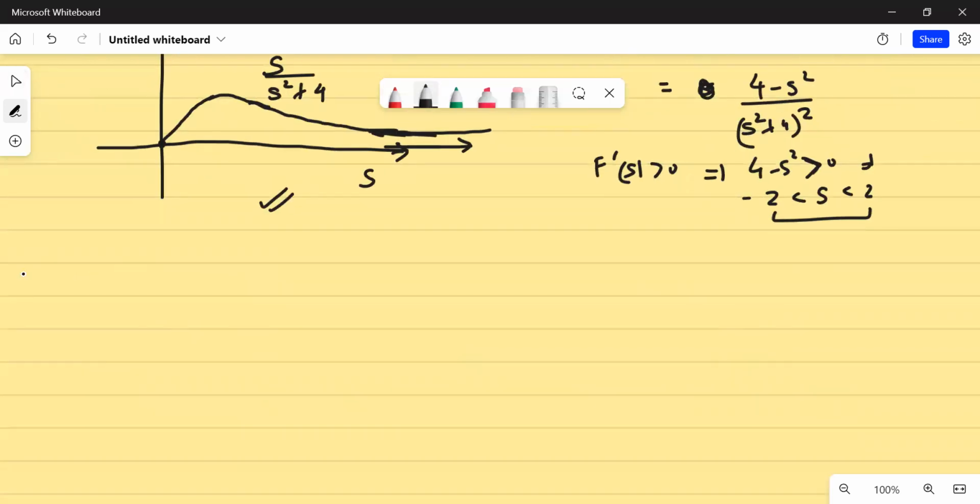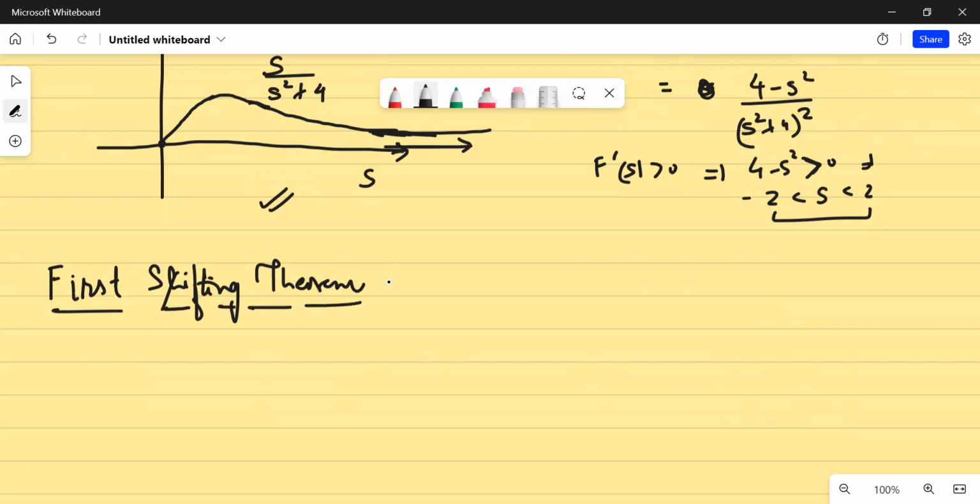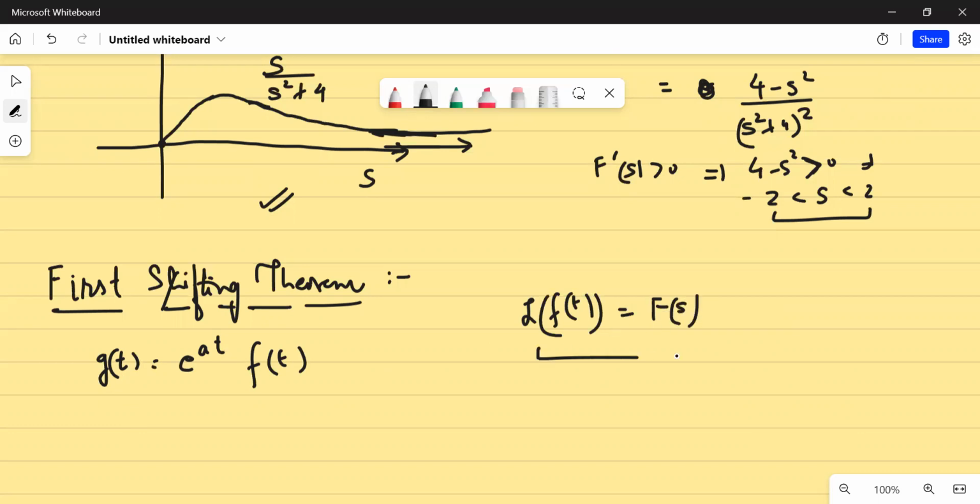Chalo ji. Now let us focus our attention to important two theorems, and then we'll finish things in the next class. Let me write it first. This is called as first shifting theorem. So if I have a function f(t), if I write my function g(t) is equal to e की power at into f(t), and let's say my Laplace transform of f(t) is defined as F of s. Okay, by this particular thing, that is Laplace transform is already defined. That is, it is equals to capital F of s.